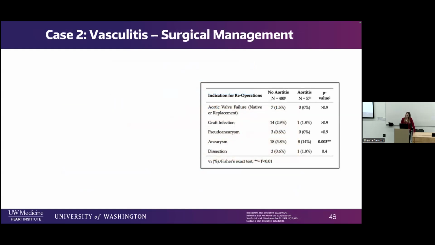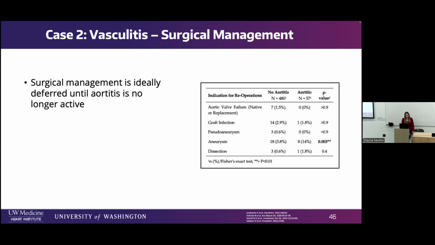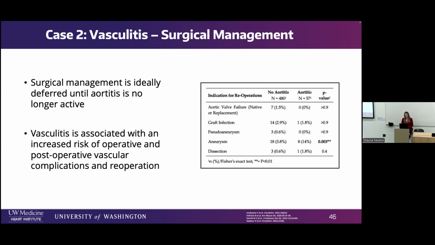So what do we do about surgical management, and why did we wait so long to do surgery in her? The reason is that surgical management is ideally deferred until the aortitis is no longer active. This is supported by both rheumatology guidelines and our ACC-AHA guideline for management of aortic disease. It's recommended that surgeries be done after stable remission has been achieved, because vasculitis is associated with an increased risk of operative and postoperative vascular complications and reoperation.